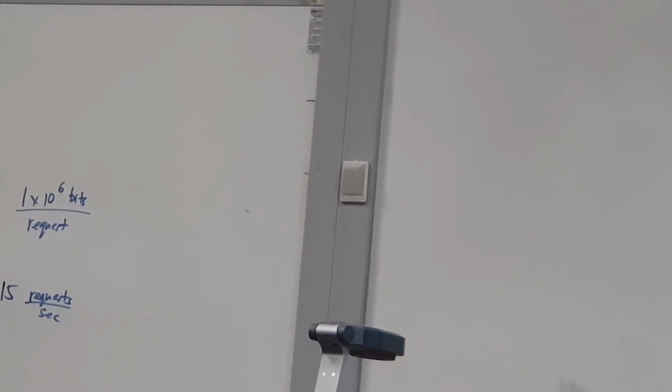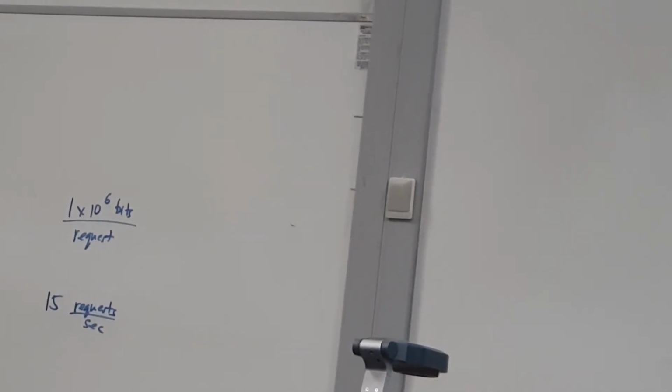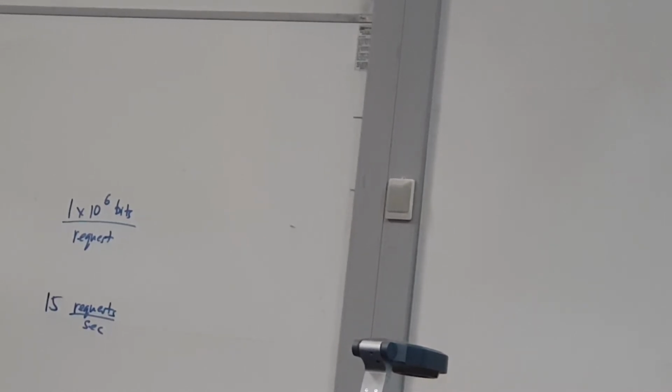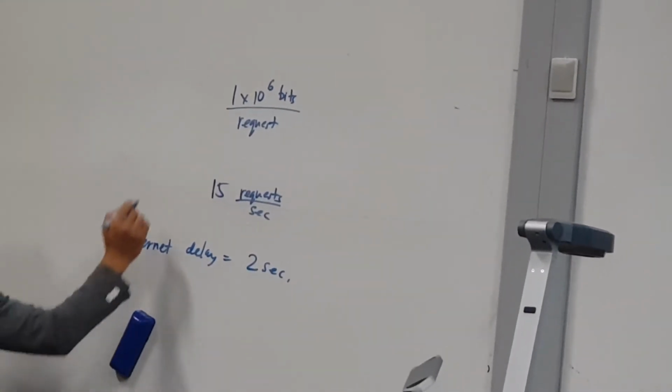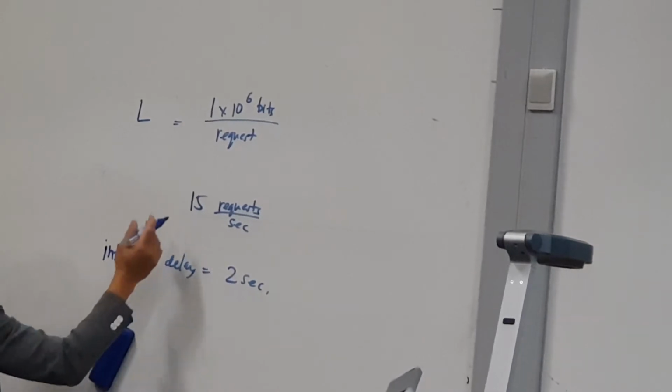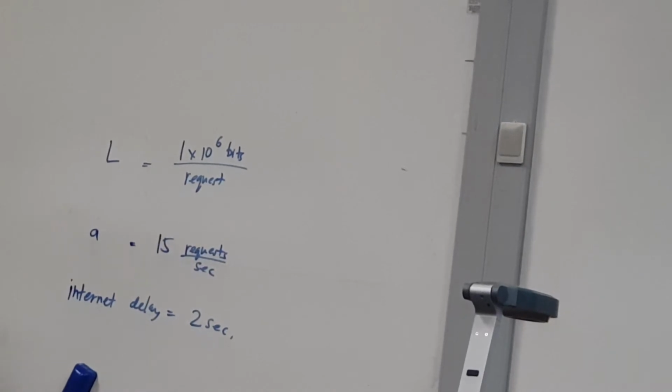And we're also given that the average delay to satisfy any request coming from this internet router to any of the origin servers anywhere in the globe, until that object arrives at this internet router, is, let's say, 2 seconds. Let's call that internet delay. Let's call this L, the size of the object. And this is, let's call it A, the rate of arrival of requests.